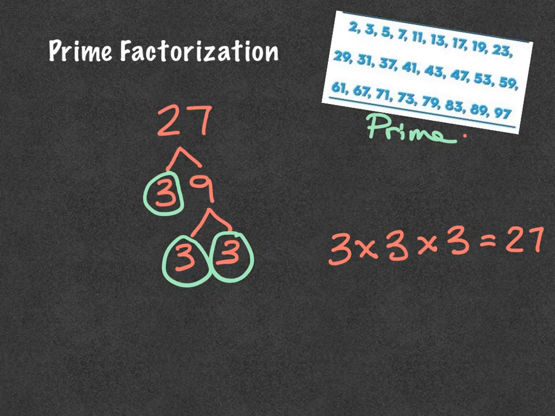Two quick tips to remember: when you're doing your factor trees, you want to make sure that you are getting them down to prime numbers. Don't leave any composite numbers down at the bottom. And then for your prime factorization, you want to make sure that you are listing them from least to greatest.